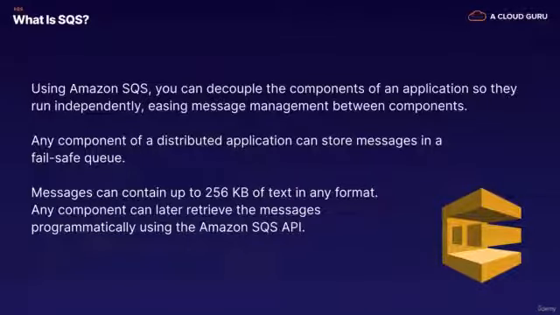So using Amazon SQS, you can decouple the components of an application so they run independently, easing message management between components. Now, I want you to notice that word decouple. If you ever see the phrase decouple in the exam, I want you to think straight away SQS, because that's the language they've been using for years. If you want to find a way to decouple your infrastructure or decouple your microservices, think straight away SQS. So any component of a distributed application can store messages in a fail-safe queue using SQS. And messages can contain up to 256 kilobytes of text in any format, and any component can later retrieve the messages programmatically using the Amazon SQS API.